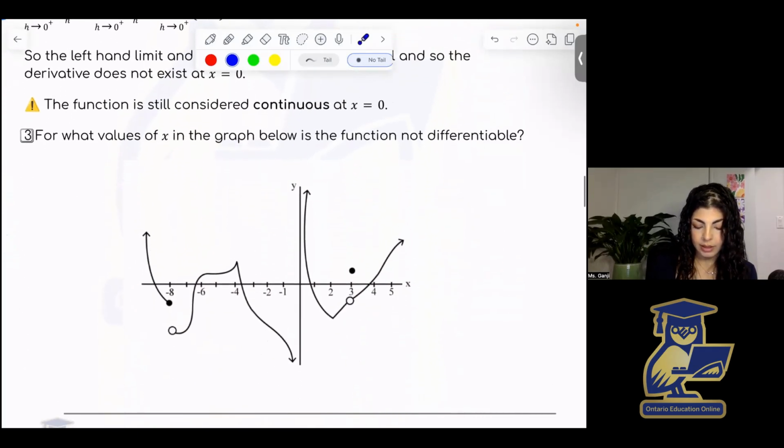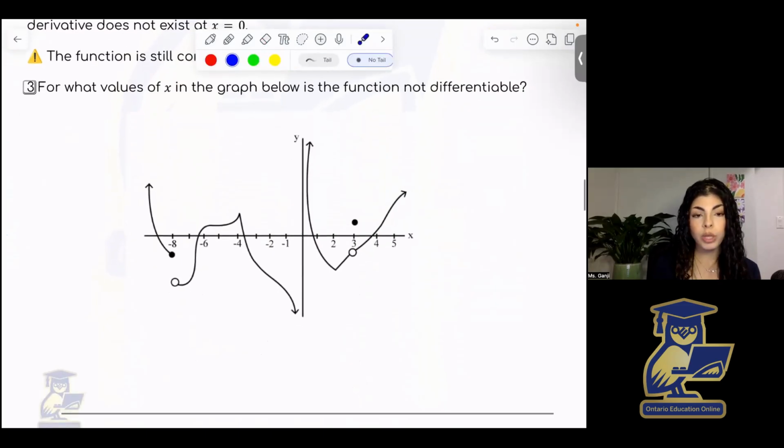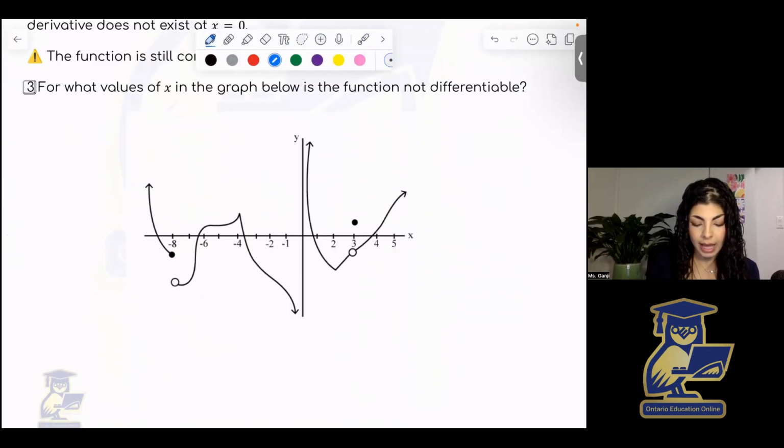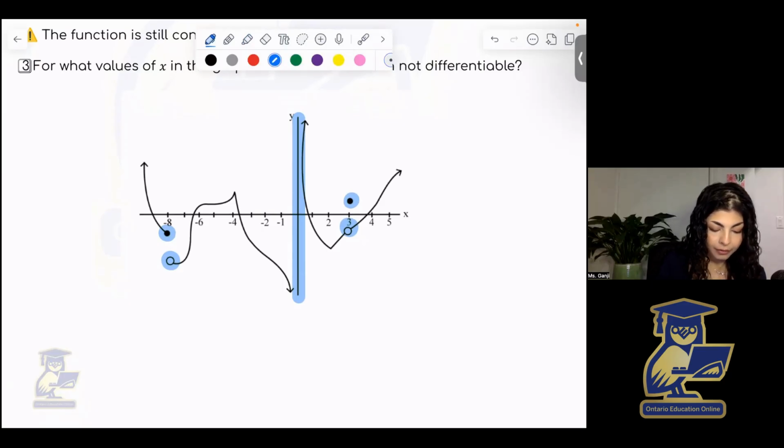Now, consider this graph here, and you're asked for what values of x in this graph is the function not differentiable. And lesson 10 would be really useful here to go back to and look at. But first, we are considering the points where the function is not continuous. And clearly we can see that happens at x is -8, and at x is 3, and at this asymptote over here. So first start with your discontinuities.